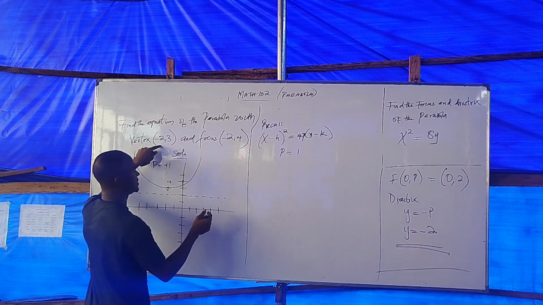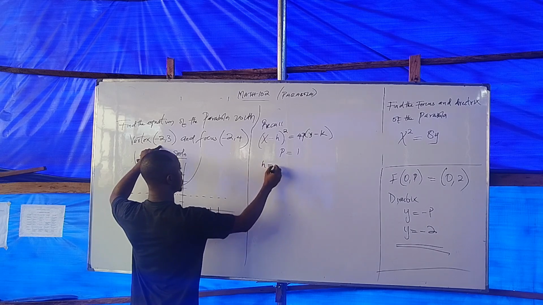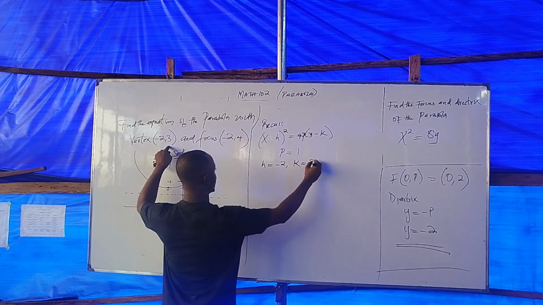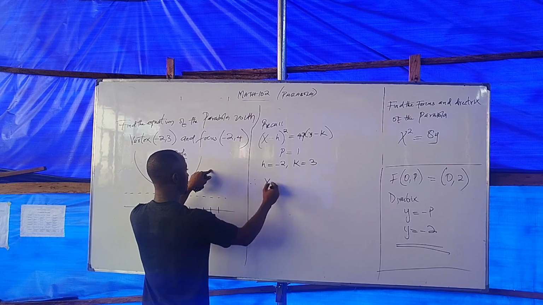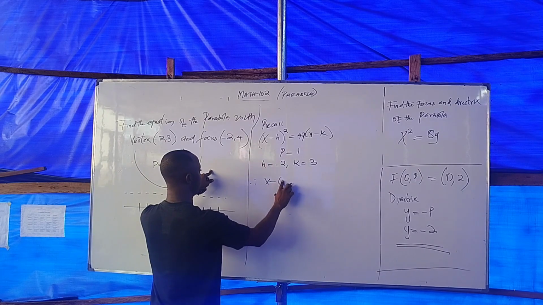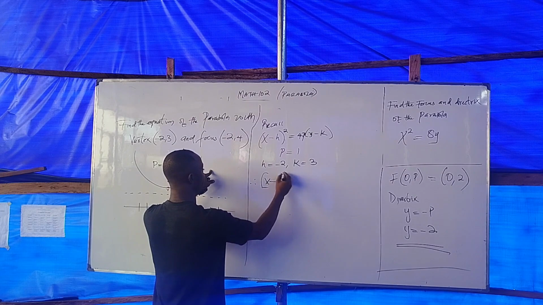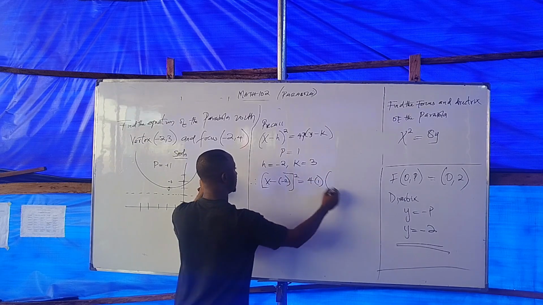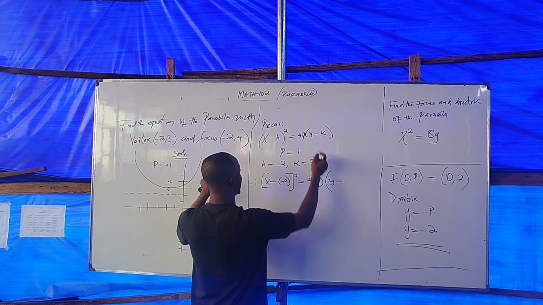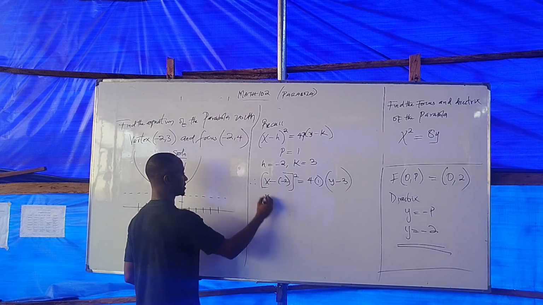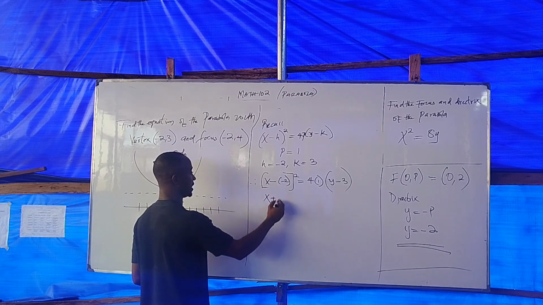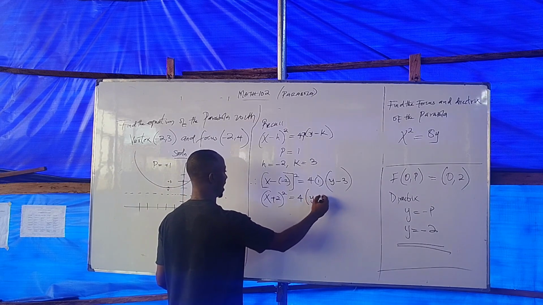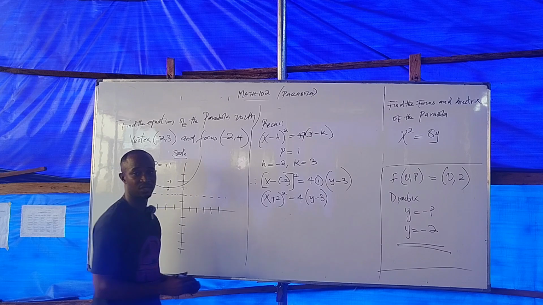Our vertex is what? Our h here is what? Minus 2. What's our k? 3. So that means therefore we have what here? (x minus minus 2) all squared equals to what? 4 times what? 1. (y minus what's that k?) 3. Here becomes what? What's minus and minus? (x plus 2) all squared equals 4 times 1 is 4, (y minus 3). This is the equation here.